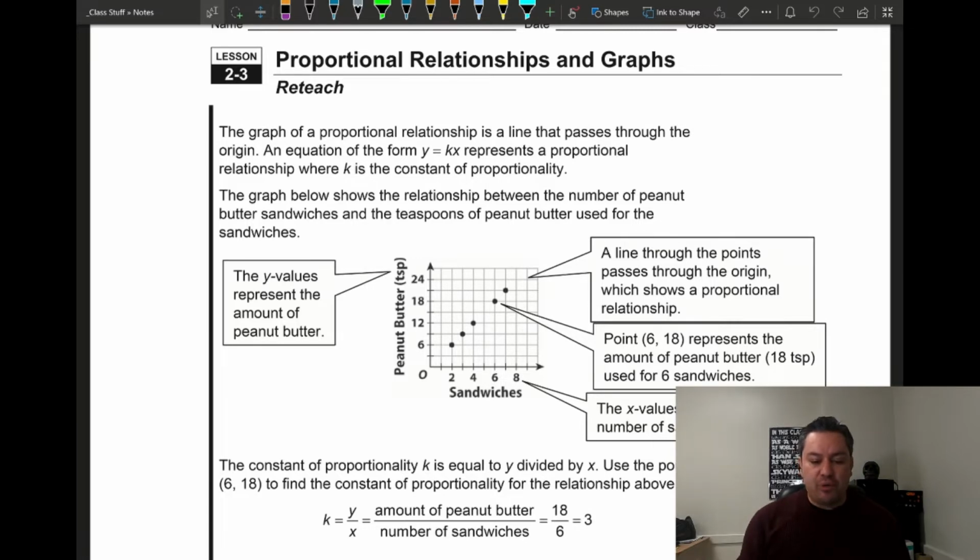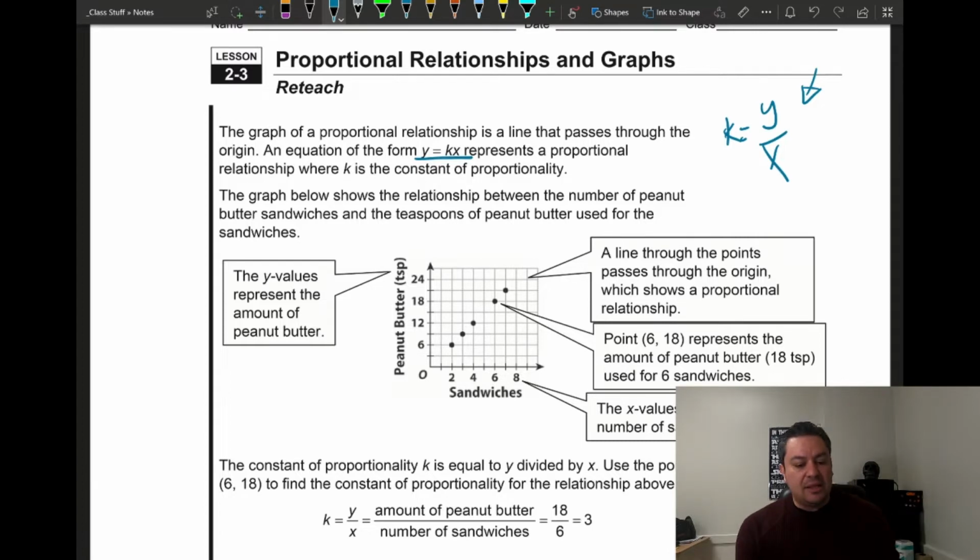The graph of a proportional relationship is a line that passes through the origin. An equation of the form y equals kx represents a proportional relationship where k is the constant of proportionality. Everything that we have already learned, okay? Basically, we found k by doing y divided by x. So this equation is the one that I showed you previously; it's a factorization of this equation, or a broken down version of the same equation, so you can play it back and forth.